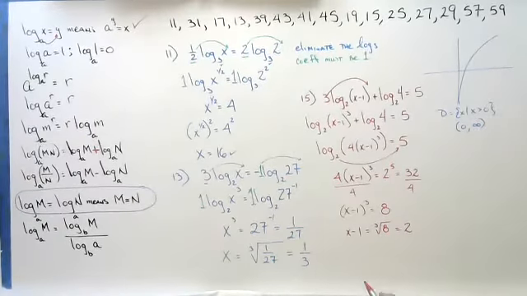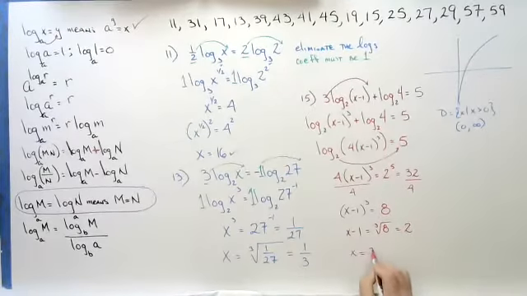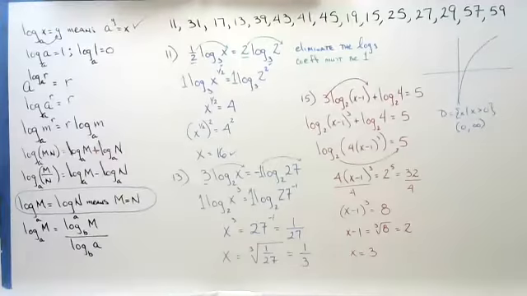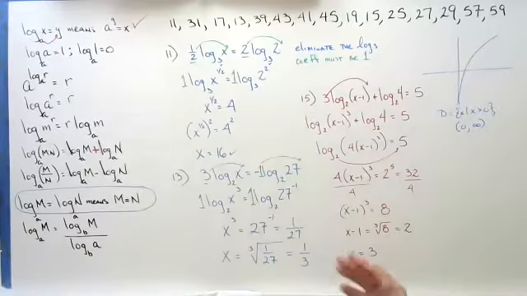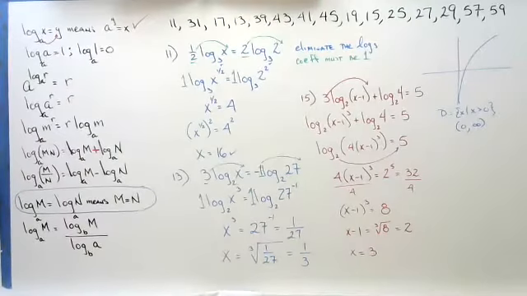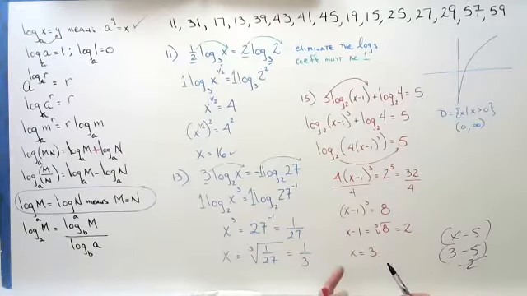Move over the 1. Now remember, we have to check. We can't go, oh, it's positive, it's good. No, no, that's not good enough. What happens if up here, somewhere in this problem, it says x minus 5? When I plug in 3 and it says x minus 5, that becomes 3 minus 5, that's negative 2. So we would say that doesn't work.